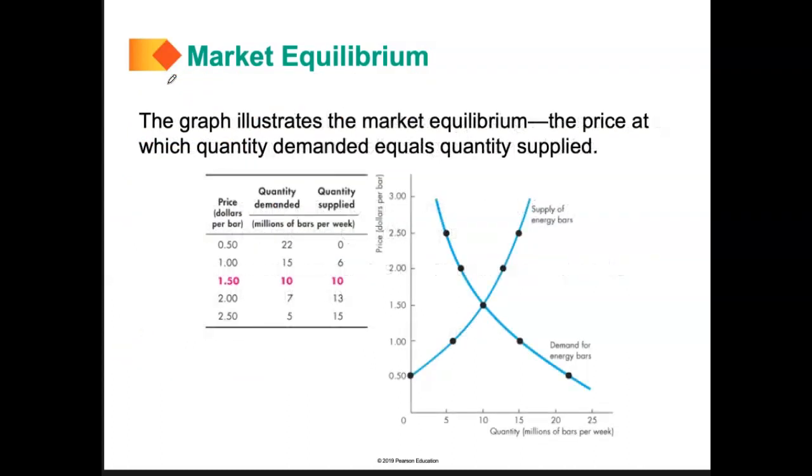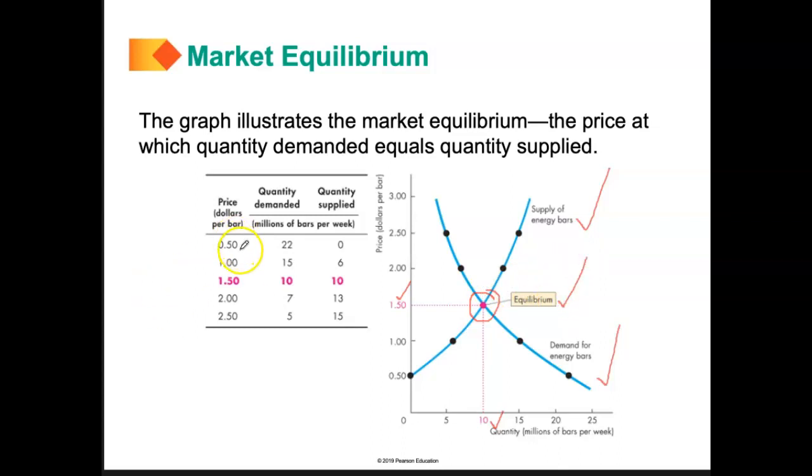Again, we're looking at our energy bar market. In any market, we always have supply and we always have demand, which are together. The equilibrium price, which is $1.50 in this case, and the equilibrium quantity, which is 10 in this case, is always the point where the supply curve intersects the demand curve. Where the supply curve meets the demand curve, we have equilibrium.